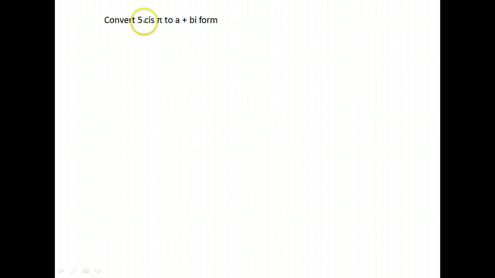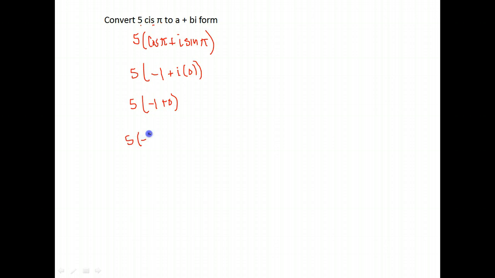Right, here is yet another. We're going to convert 5 cis pi to a plus bi form. So write it out. 5 cosine of the angle pi plus I sine of the angle, which is pi. The cosine of pi we know is -1. The sine of pi is 0. So we have 5 times -1 plus 0, which is just 5 times -1, or the number -5.